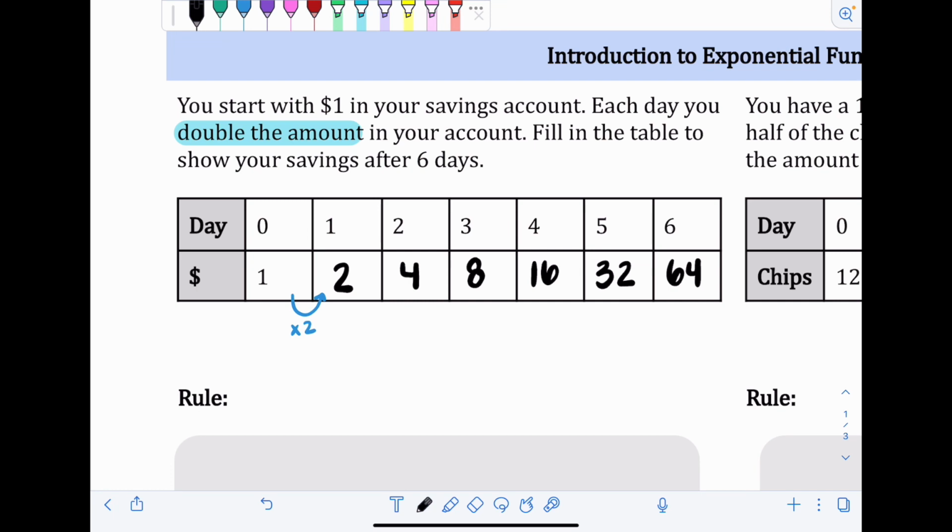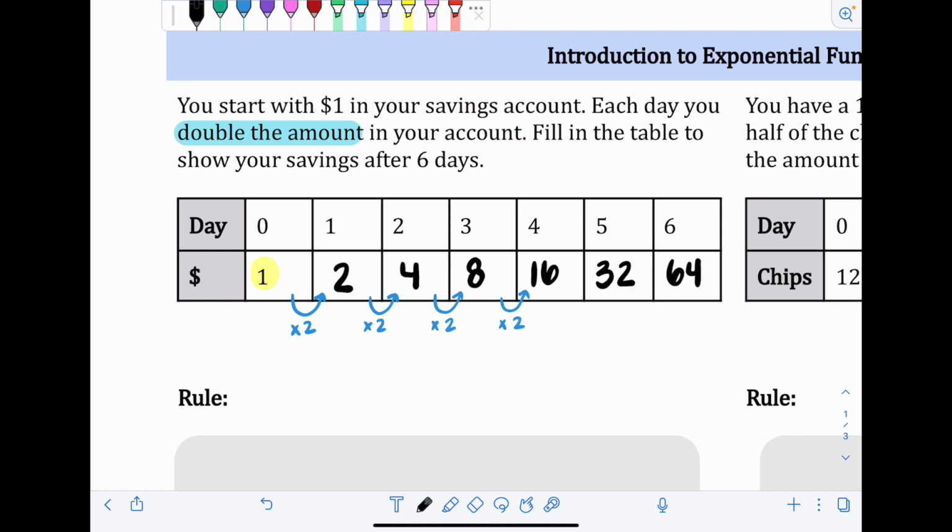So if we think about where we started with $1, and then to get to each next day, I was multiplying by 2. So I multiplied by 2 there, multiplied by 2 there, multiplied by 2 each time to double. So notice on day 1, I had multiplied by one 2. By the time I got to day 2, I had multiplied by two 2s. By day 3, I multiplied by three 2s. And by day 4, I had multiplied by four 2s. So we have a way of writing multiplication of the same number over and over again, and that's with exponents.